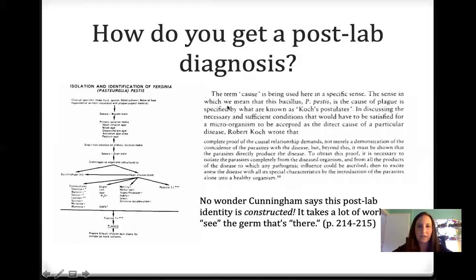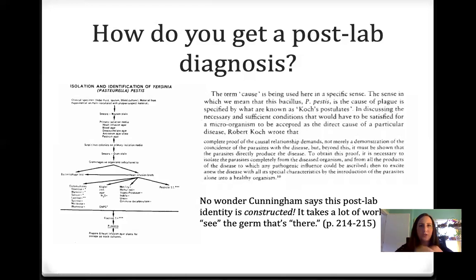Cunningham says on page 215, the term cause is being used here in a specific sense, the sense in which we mean that this bacillus, P. pestis, is the cause of plague as specified by what are known as Koch's postulates. In discussing the necessary and sufficient conditions that would have to be satisfied for a microorganism to be accepted as the direct cause of a particular disease, Robert Koch wrote that, quote, complete proof of the causal relationship demands not merely a demonstration of coincidence of the parasites with the disease, but beyond this, it must be shown that the parasites directly produce the disease.